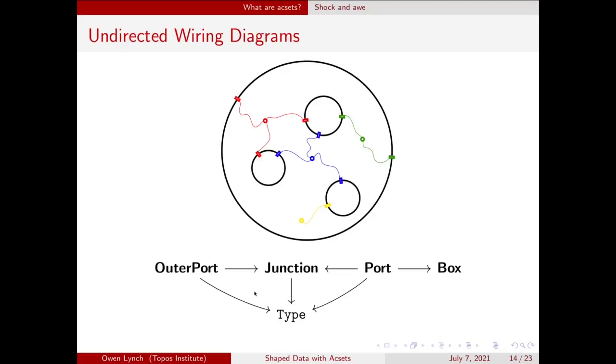And now you can actually look at the schema and see how it maps to this diagram. The inner circles are the boxes. Then there are ports, which are attached to boxes.